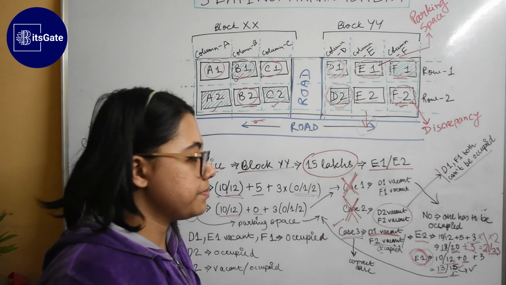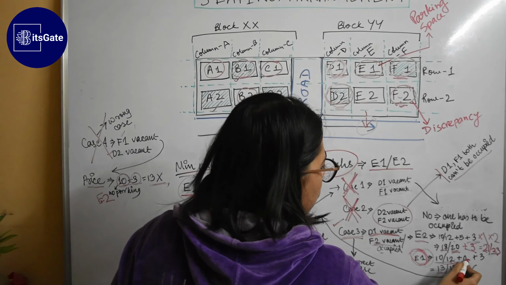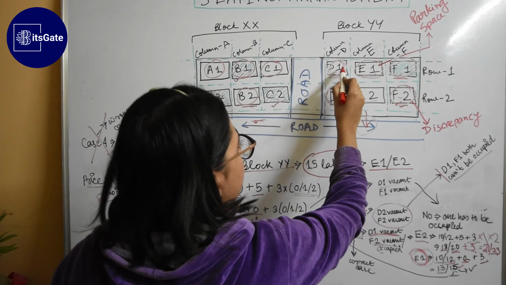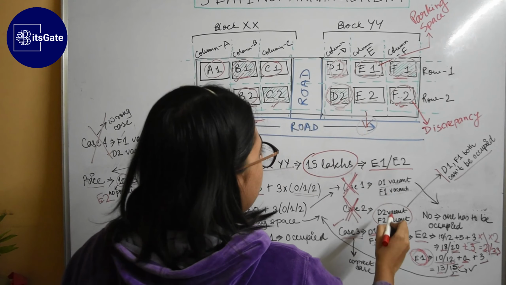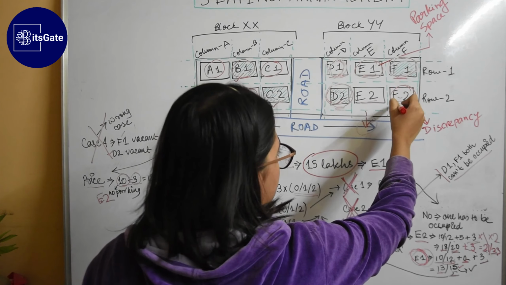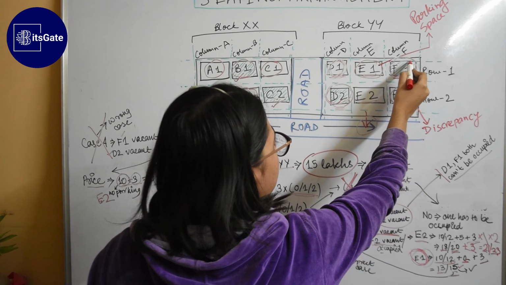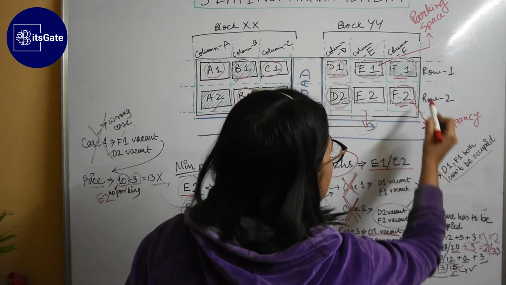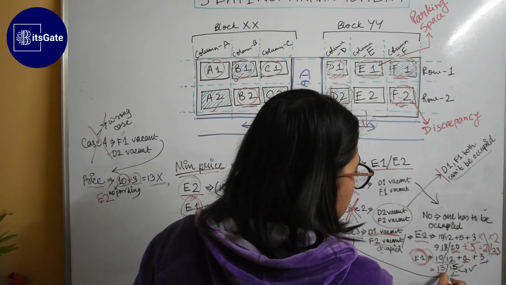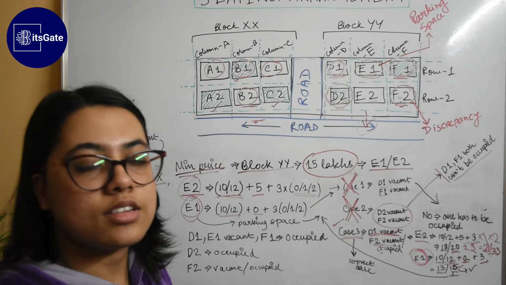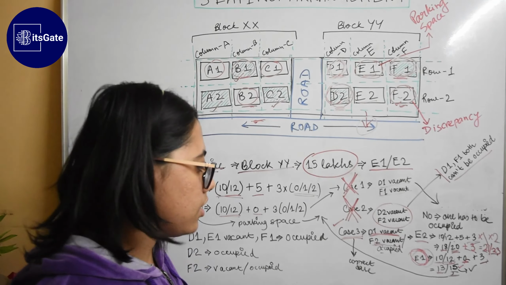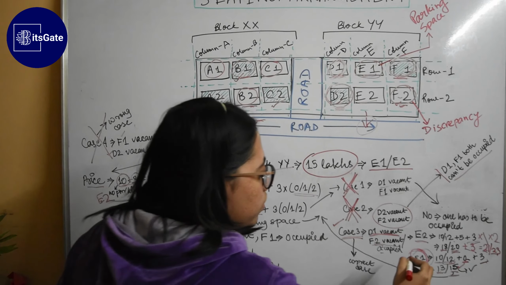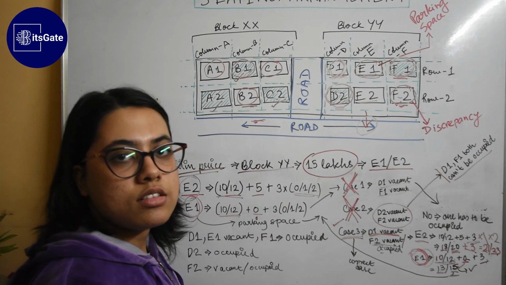So let's move to E1. E1 is 10 or 12 plus 0 because no road adjacent to it, plus 3 because D1 is vacant, F2 is vacant or occupied, and F1 is occupied. So 10 or 12 plus 0 plus 3 for F1. So it will be 13 or 15. It can't be 13 because it is written that the minimum price has to be 15. So it will be 15. So we see that in case 3, E1 is having the minimum price of 15 lakhs.